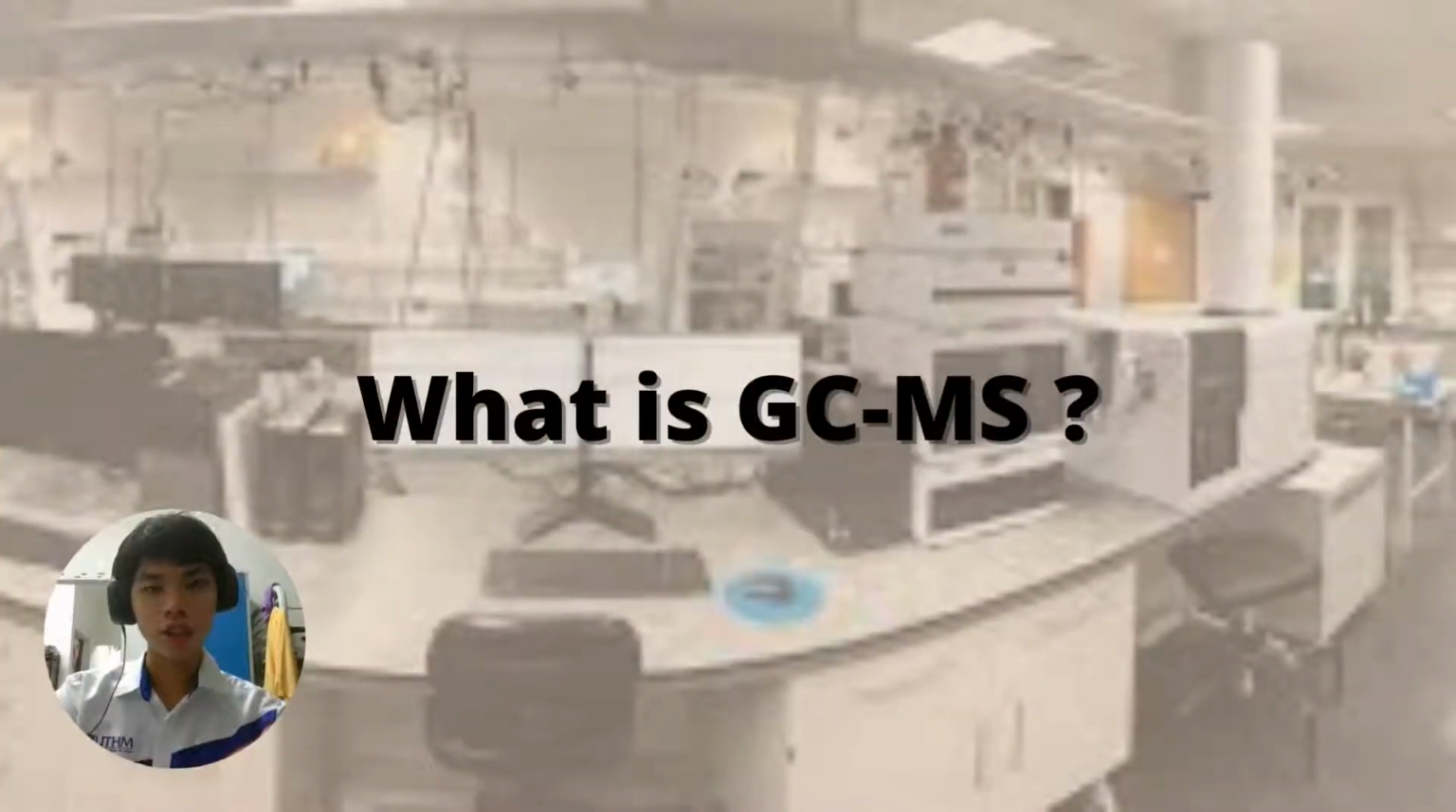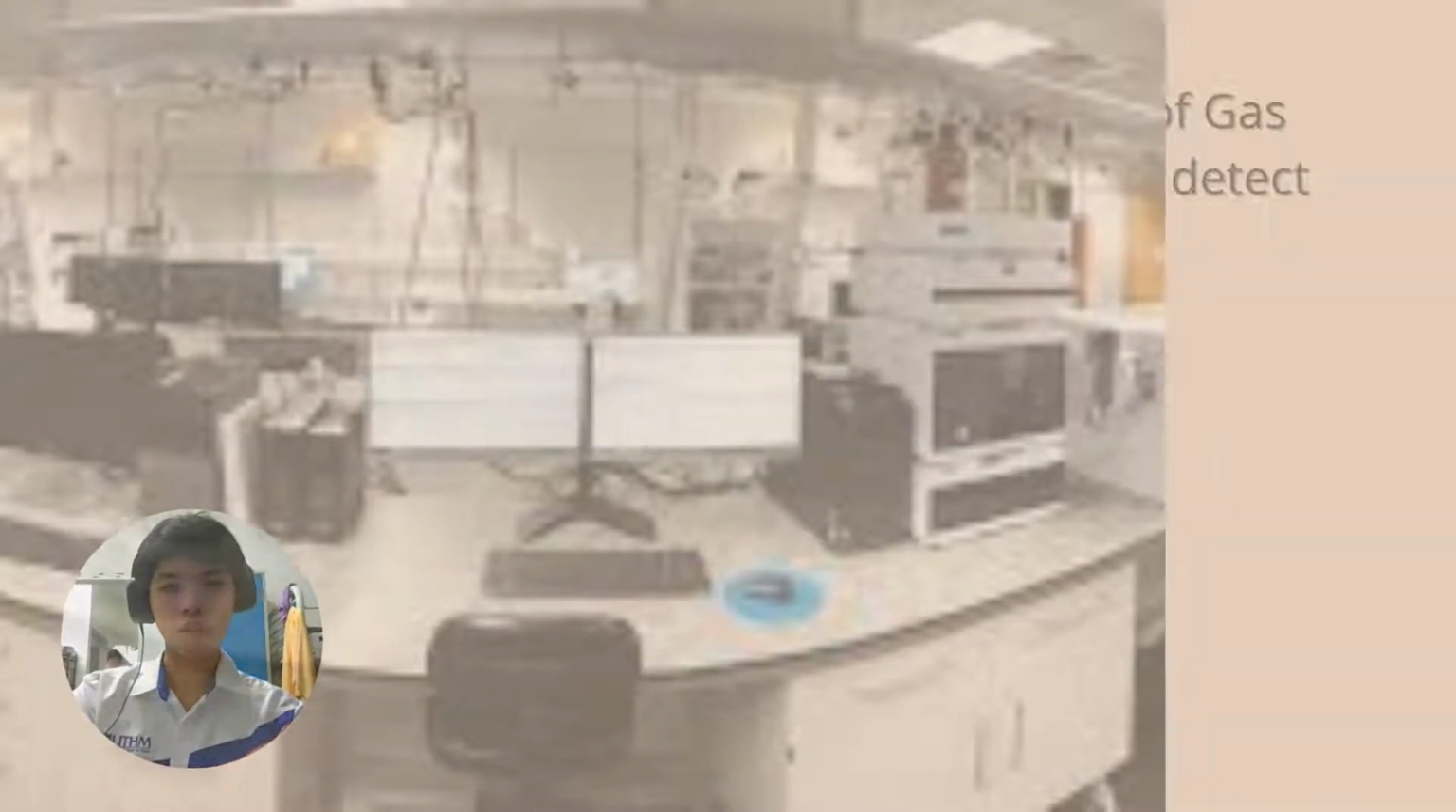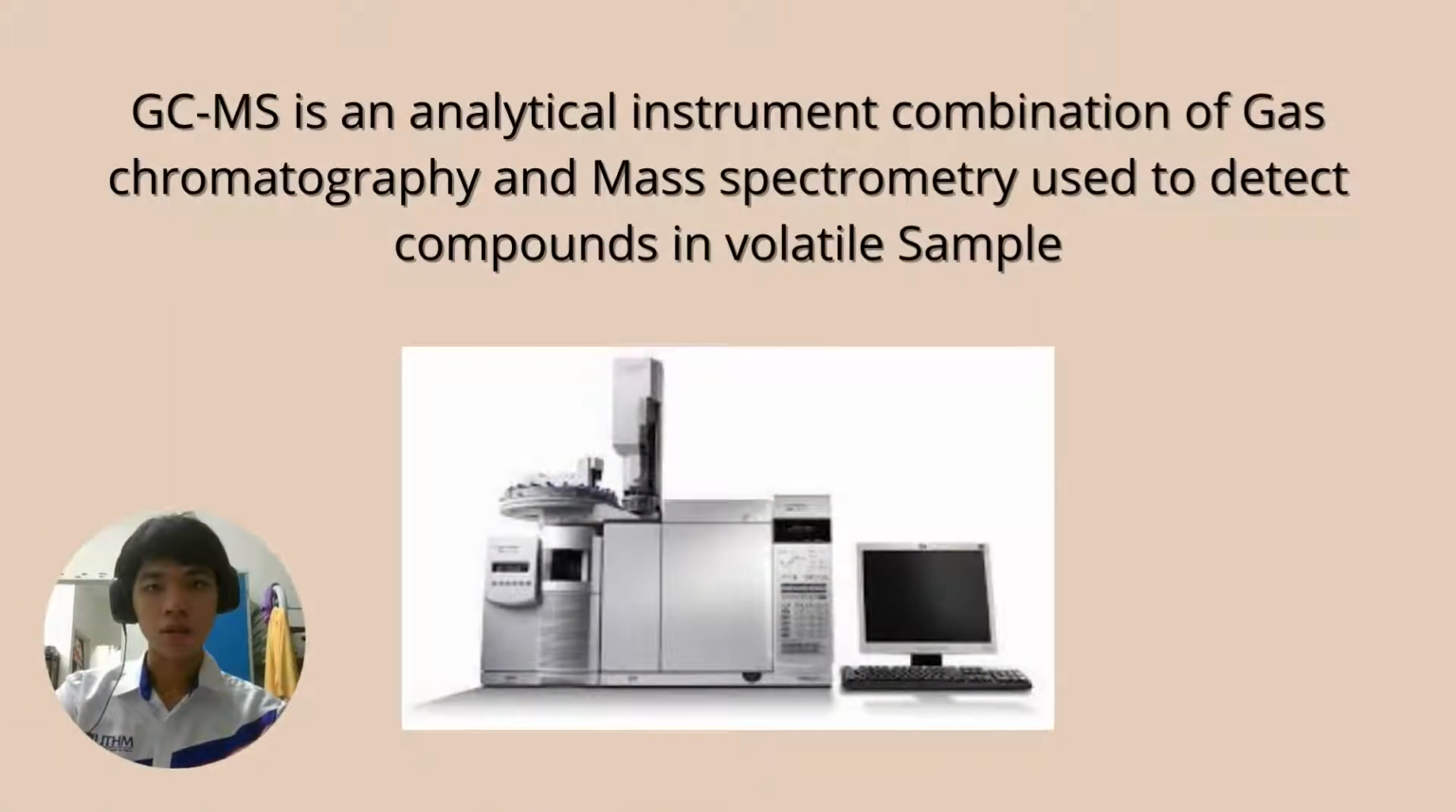So firstly, what is GCMS? GCMS is an analytical instrument, a combination of gas chromatography and mass spectrometry, specifically used to detect compounds in a volatile sample. Because of gas chromatography, the sample inserted into this instrument must be volatile, able to become a gas at a high temperature of 100.